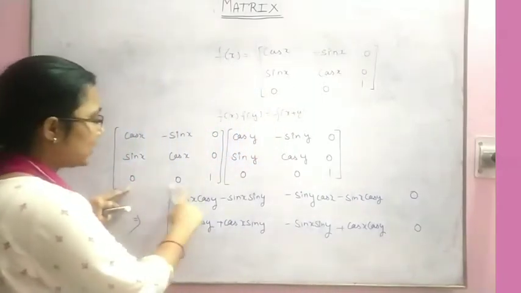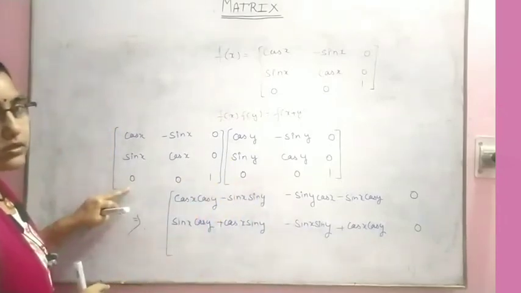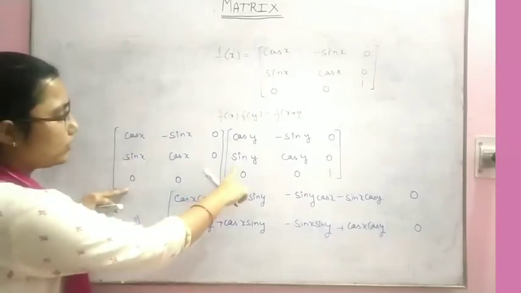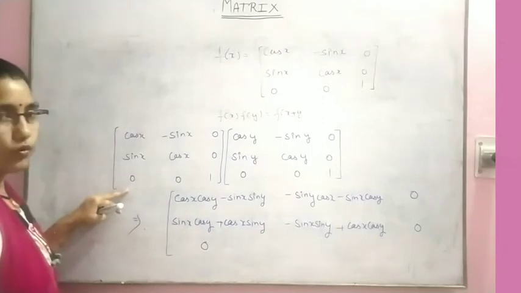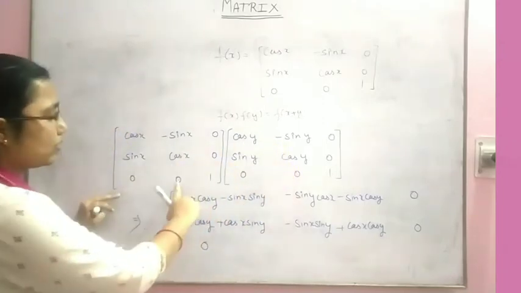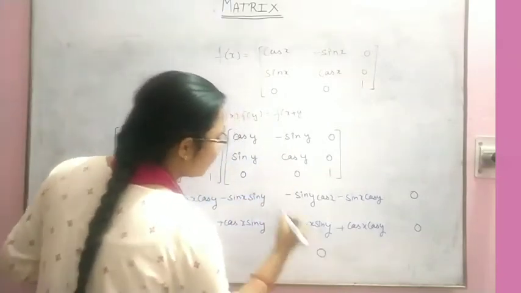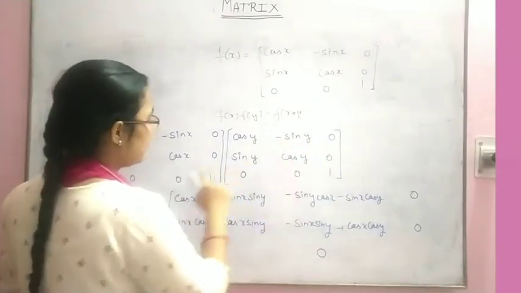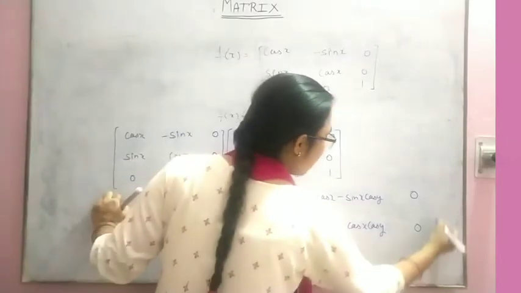Now select third row, multiply with first column. 0 into cos x is 0, 0 into sin y is 0, and 1 into 0 is 0. So the overall value is equal to 0. Now 0 into cos y is 0, 0 into sin y is 0, and 1 into 0 is 0. So the total value is 0. Now 0 multiplied by 0, 0 multiplied by 0, and 1 multiplied by 1, and adding all these three quantities, we get 1.